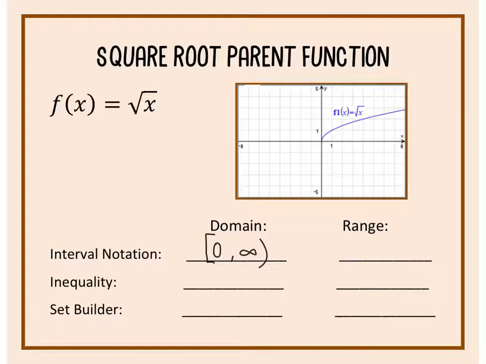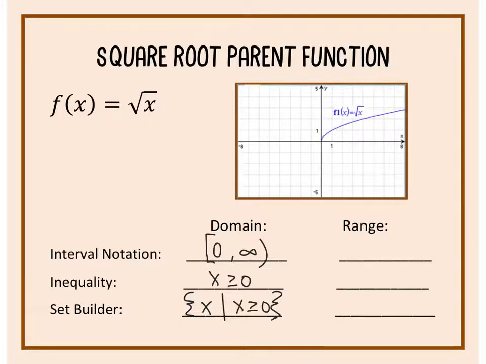So the way to write that as an equality is we say that x is greater than or equal to 0. And set builder looks just like an equality. We read that x such that x is greater than or equal to 0. That means 0 to infinity, guys. If it's greater than 0 forever, that means it's going up to infinity.